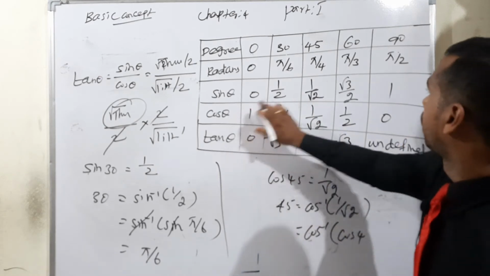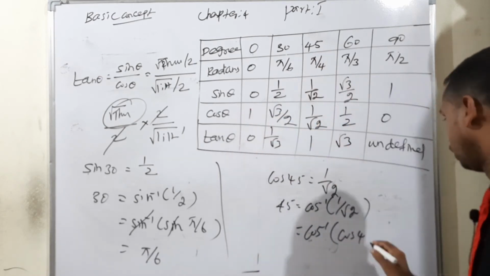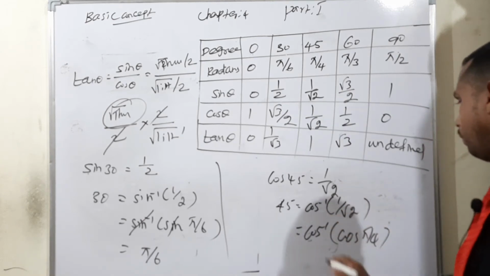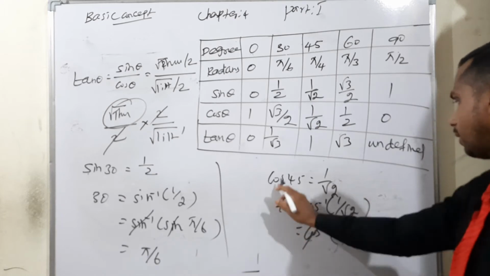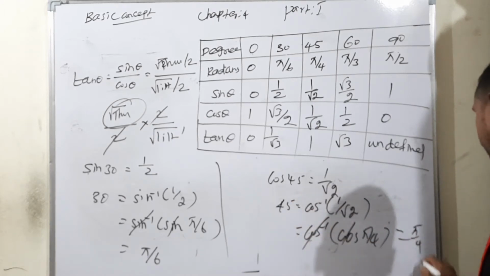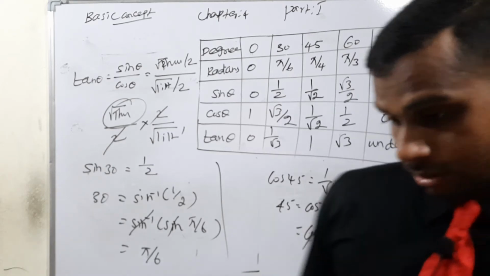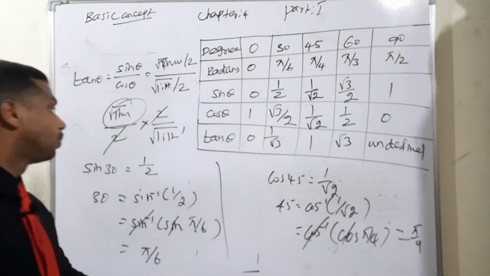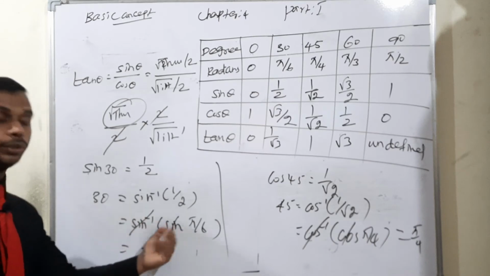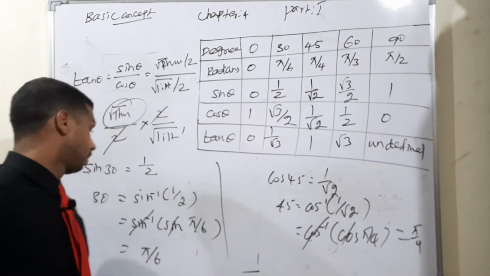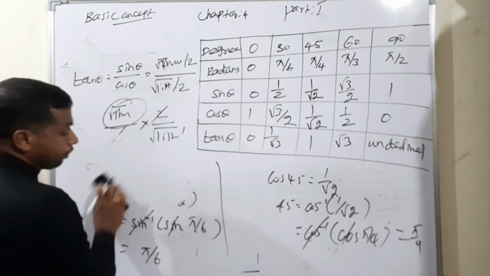That is actually cos pi by 4. Definitely, cos inverse and cos cancel, so cos 45 in radians gives the inverse trigonometric function value pi by 4. Okay, this method is useful for inverse trigonometric functions. This is also very useful for you during the exam time. Okay, moving to the next part.